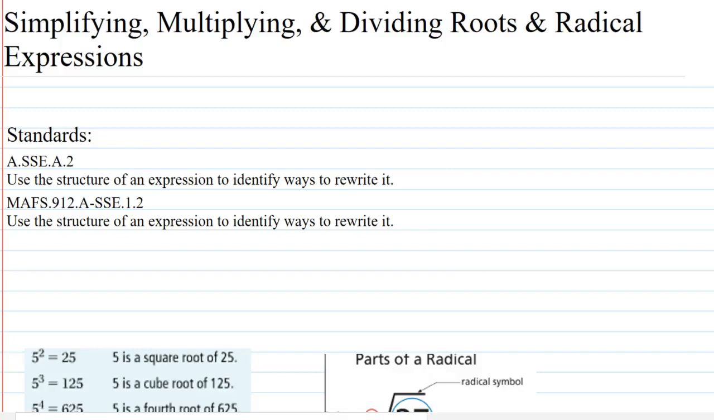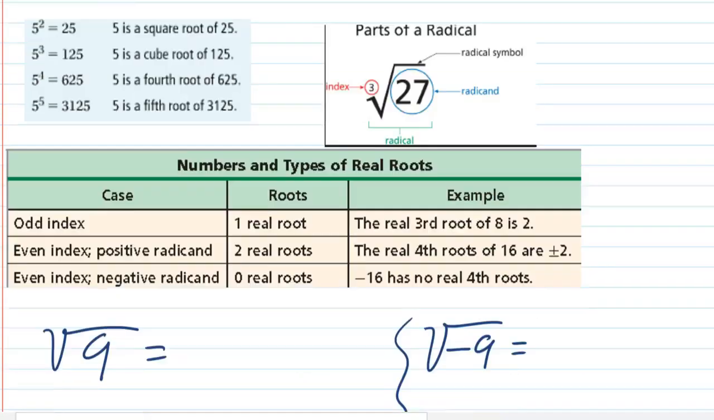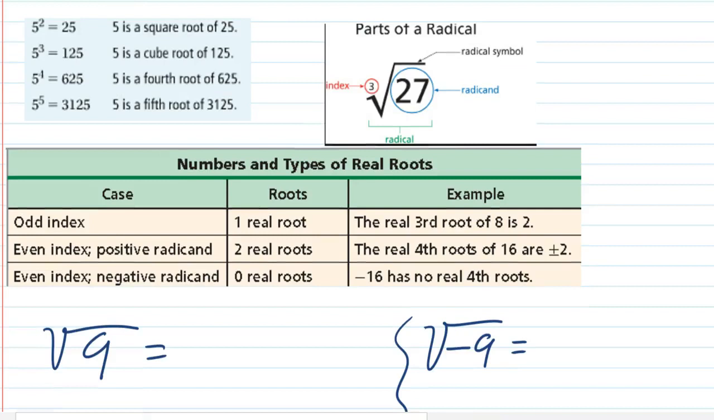Simplifying, multiplying, and dividing roots and radical expressions. First thing to notice, 5 squared is equal to 25. Taking the square root is doing the opposite of squaring. So if I take the square root of 25, that's going to equal 5. Or if I say 5 squared and I take the square root, that still equals 5.